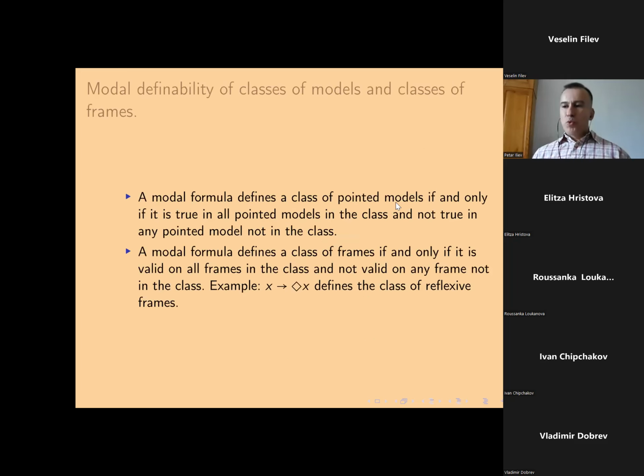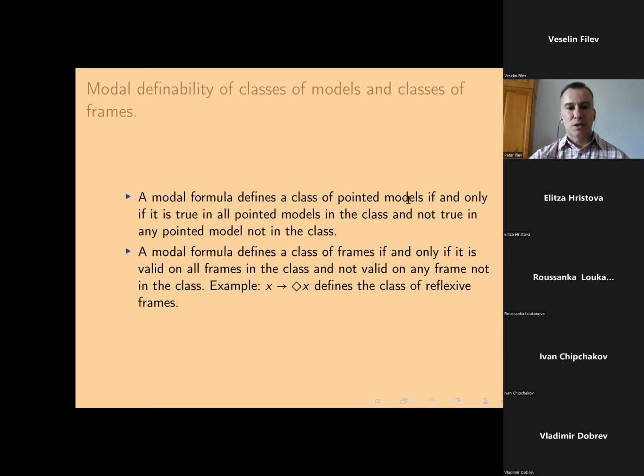Okay, so we have two important definitions about the model definability of classes of models and classes of frames. We say that a model formula defines a class of pointed models if and only if it is true in all pointed models in the class and not true in any pointed model not in the class. And then a model formula defines a class of frames, keeping in mind that when we're talking about classes of frames, we're talking about the concept of validity, if and only if it is valid on all frames in the class and not valid on any frame not in the class.